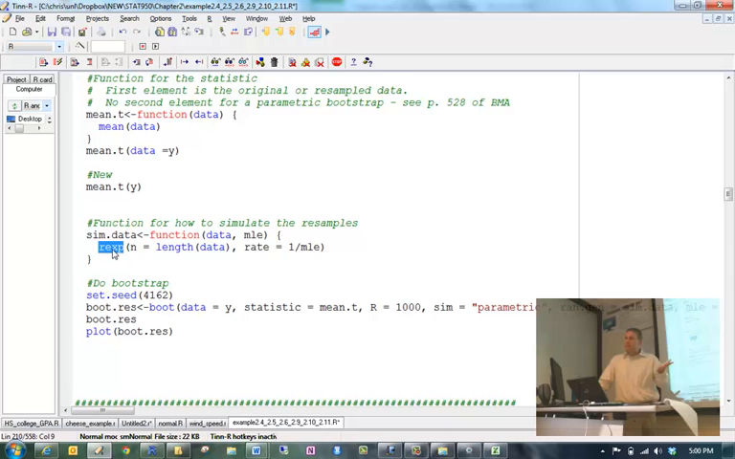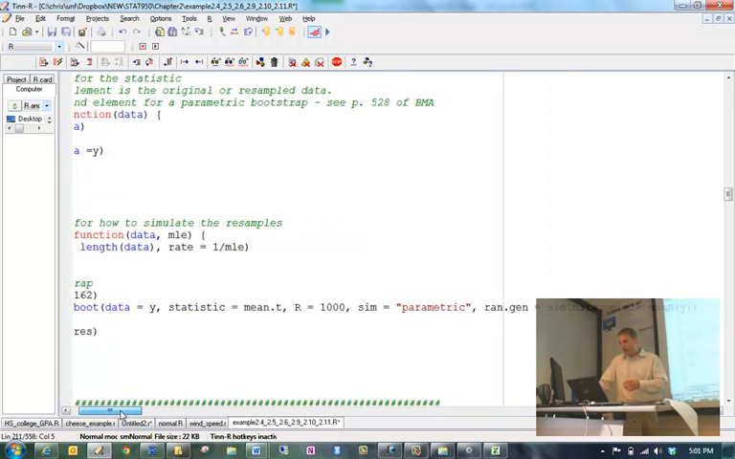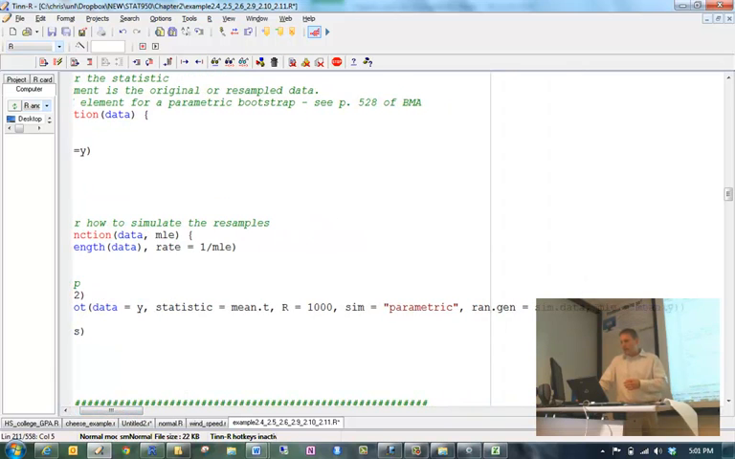Then use rexp, random exponential. N equals the length of the data, my sample size. And then there's the rate, 1 over the MLE. You could run this on your own, the sim.data, just to verify it worked. I'm not going to do that here due to time restrictions. And then you need to say, well, what is the MLE? Well, the mean of what?